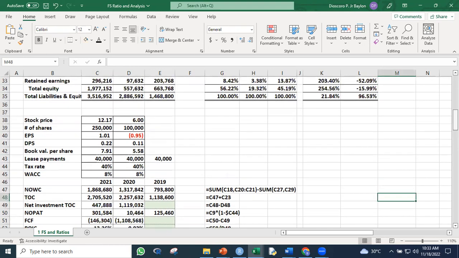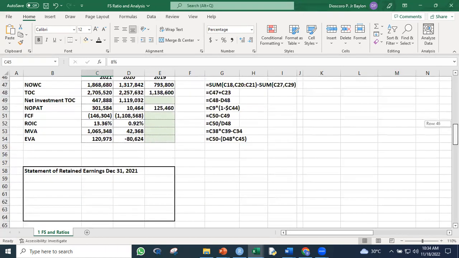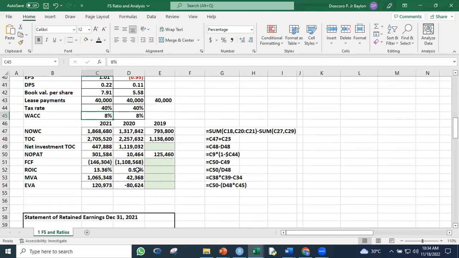Since the weighted average cost of capital is 8% for both years, we can say that value was destroyed for 2020. However, value was created in 2021 because the ROIC was greater than the weighted average cost of capital. That can be seen also through the EVA. If the EVA is positive, then value was created. If it's negative, then value was destroyed.